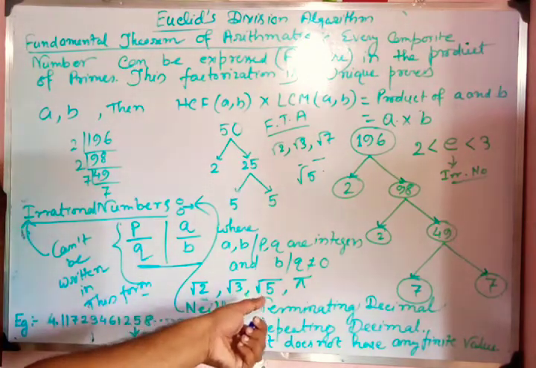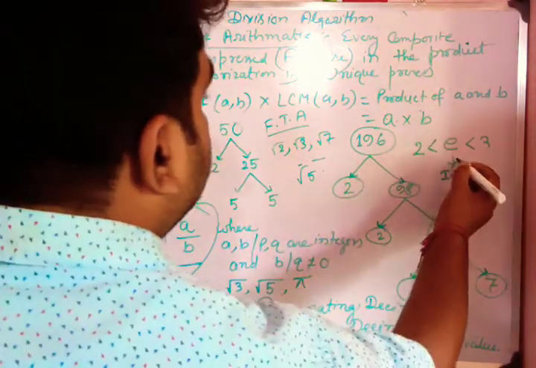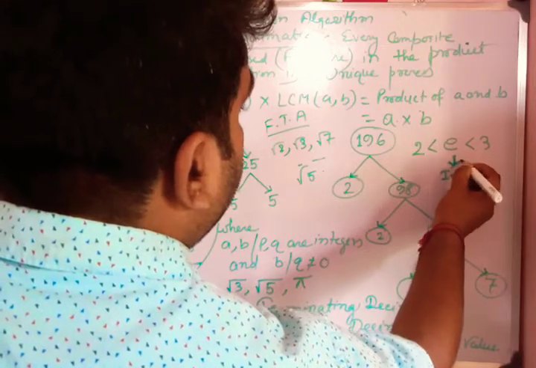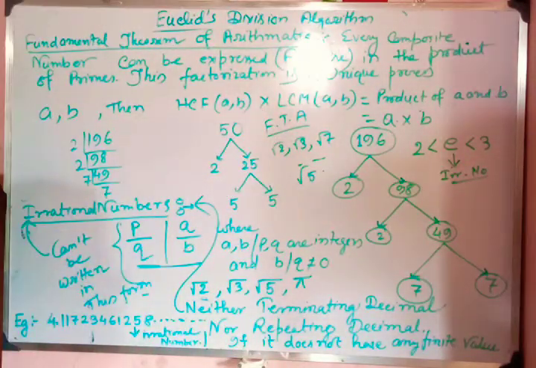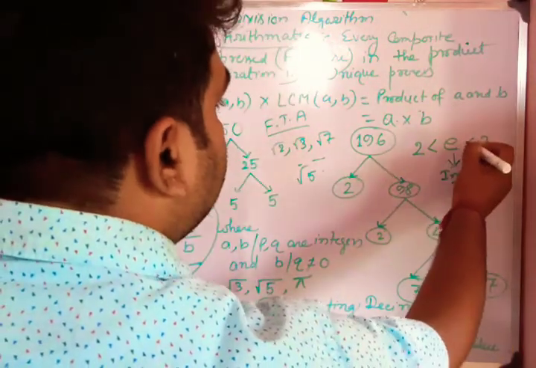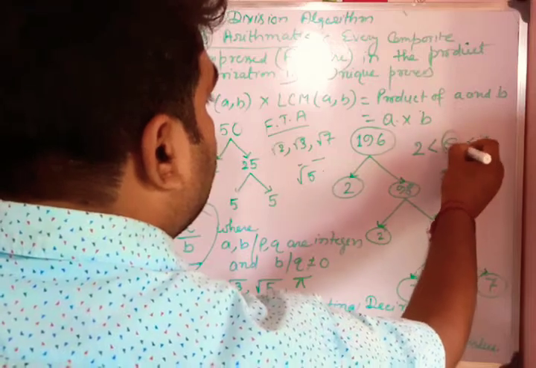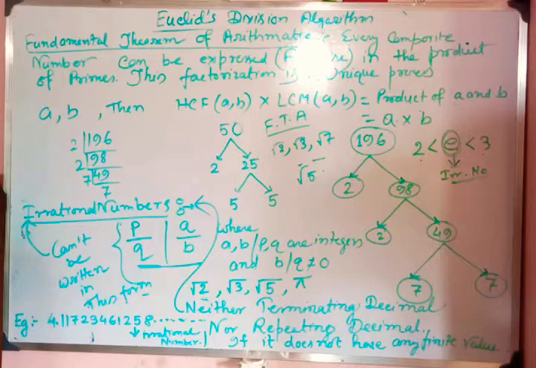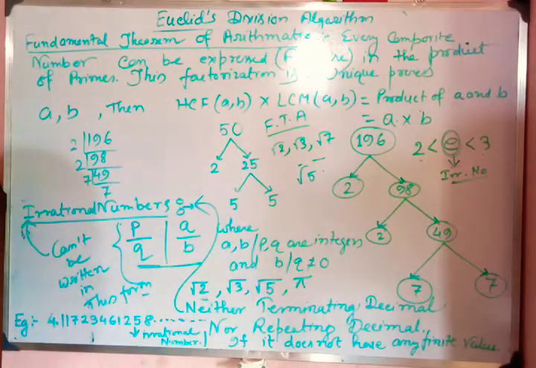Root 3, root 5, pi. Similarly, there is one more number, the exponential number e, that you will get in your higher study. The exponential number doesn't have any finite value. The value of e lies between 2 and 3, but it does not have any finite value. So these numbers are called irrational numbers. Hope you understood.